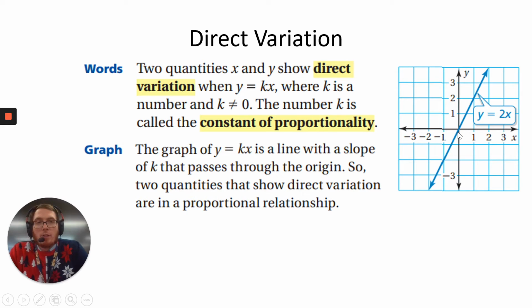So notice from 0, 0, I go up 2 over 1, and that's where the 2 could come from as the constant number. Okay, so every equation for direct variation should be y equals a number times x, and our goal is typically to find the number that's used in order to figure out what the equation for the direct variation is.